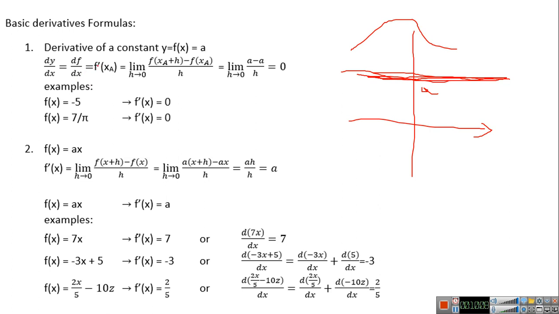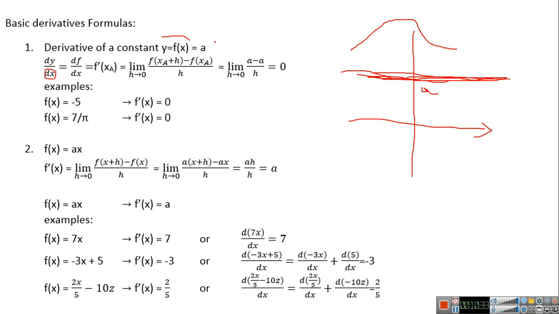Derivative, either you write it as f prime of x, or derivative of function y with respect to a variable x. You can write it like this: dy over dx. It means derivative of y or f with respect to variable x, which is df over dx, which is f prime of x. This is the formula.